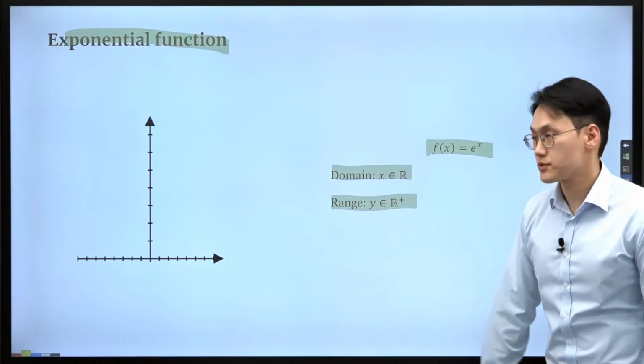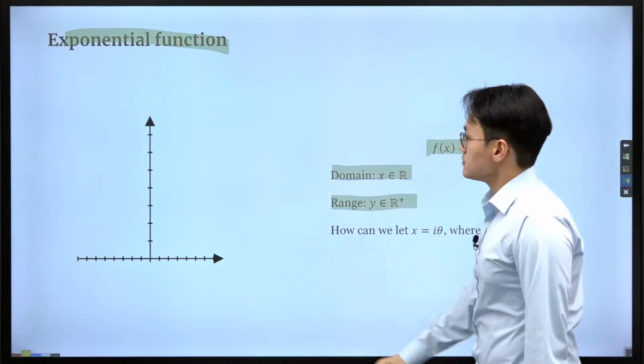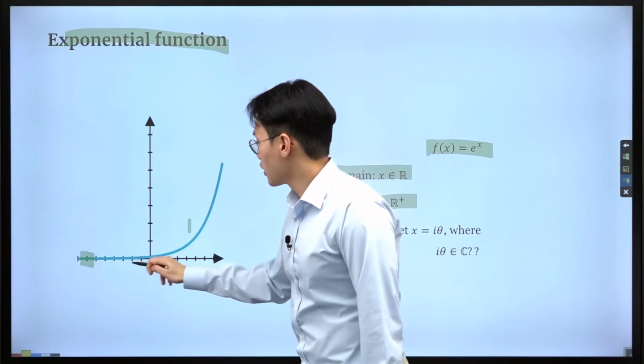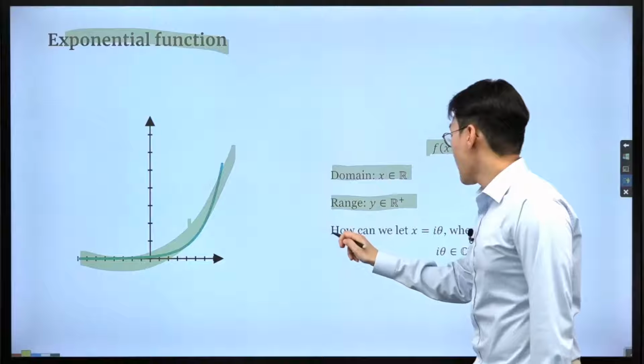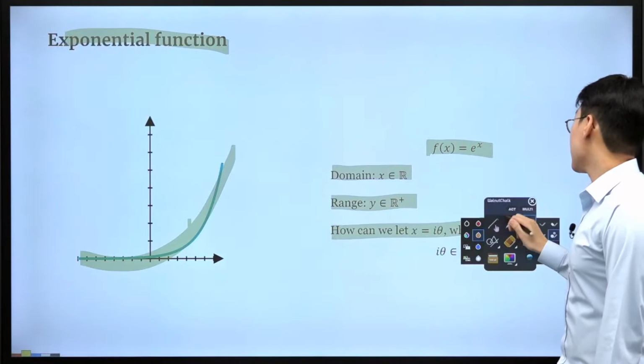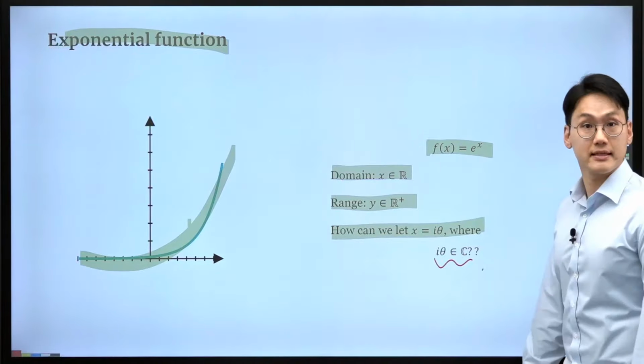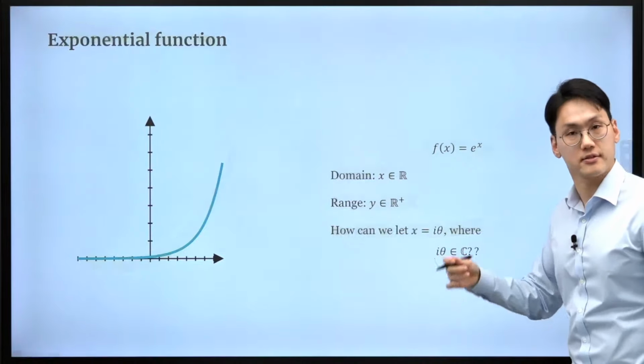Because it's got the horizontal asymptote. So if you actually look at the graph, it has an exponential growth, right? But how can we make the i theta substitution when we realize i theta is actually a complex number? That's the dilemma we have.